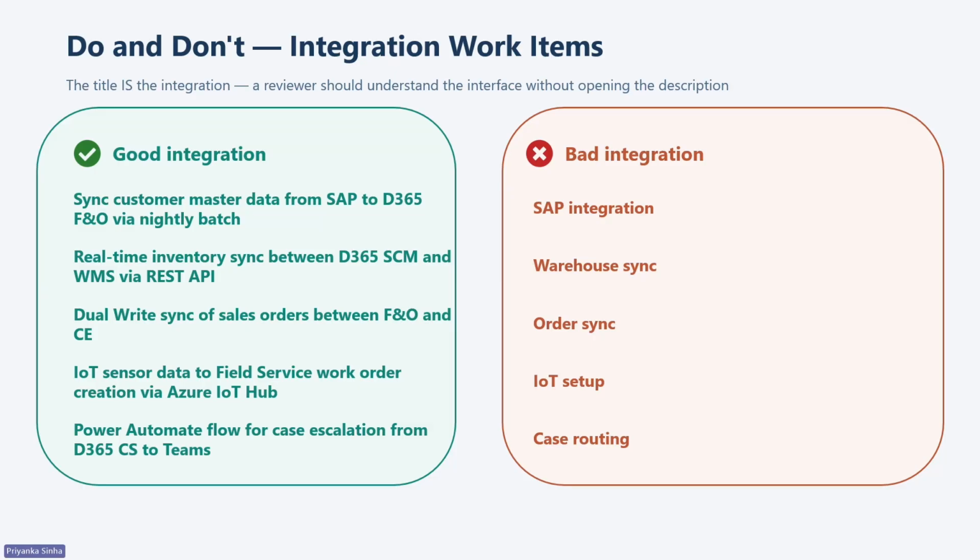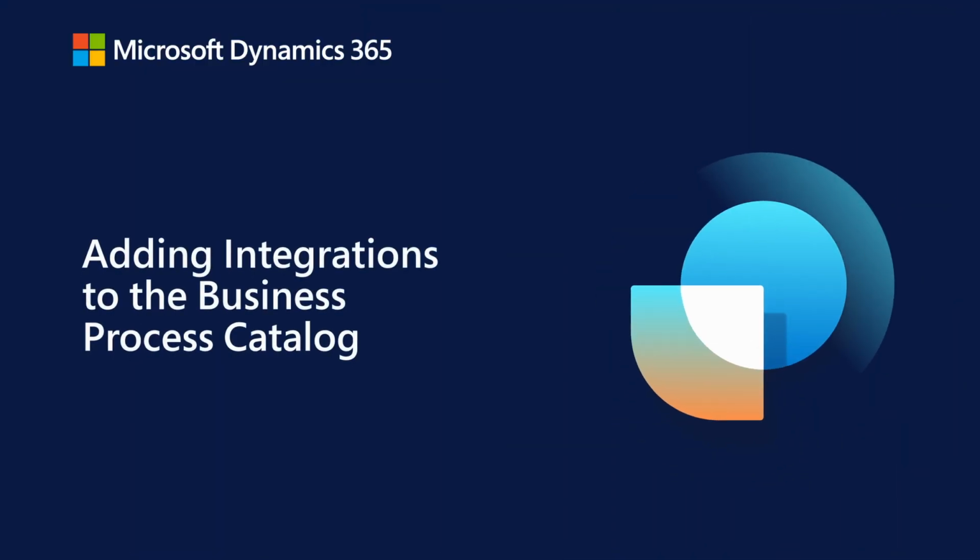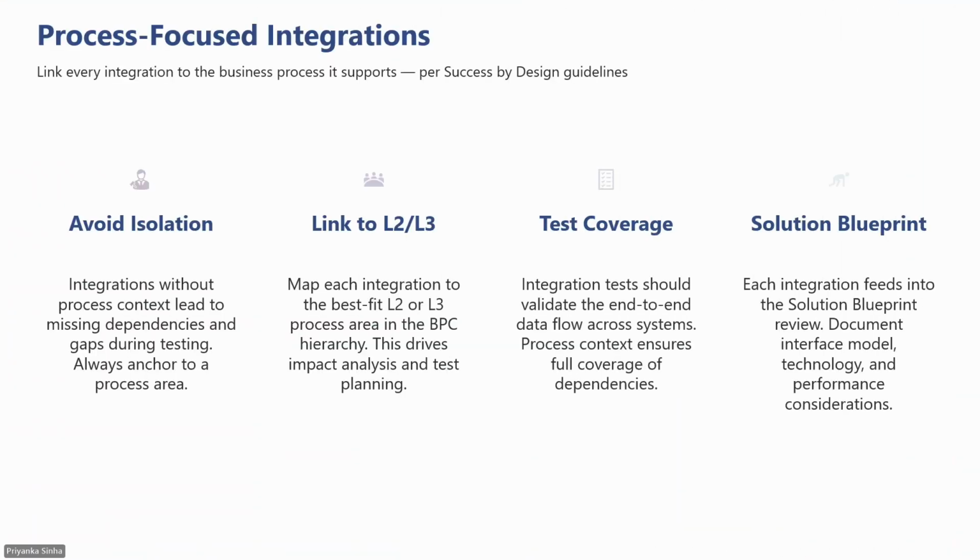Right. So let's talk about where these integrations land in the catalog. Now that we know what good documentation looks like, let's talk about adding integrations to the business process catalog, how to place them correctly and link them to the processes. So here, this is a Success by Design principle: link every integration to the business processes it supports.